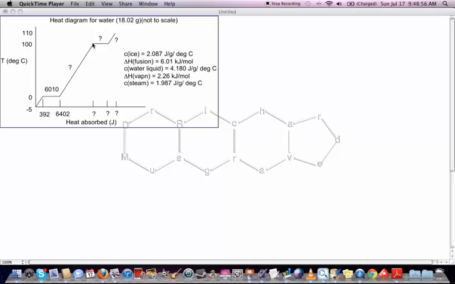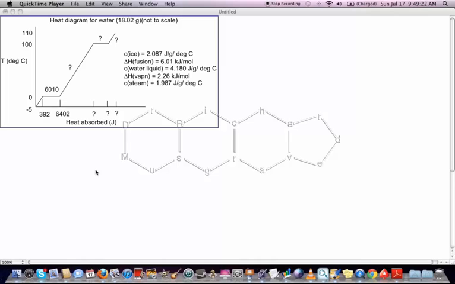Then at 100 degrees what's going to happen is that the water is going to turn into steam, and again during that time the temperature will not change until all the water has turned into steam, and then at that point we can start heating the steam, and we're going to put a certain amount of energy to change the temperature of the steam from 100 degrees to 110 degrees.